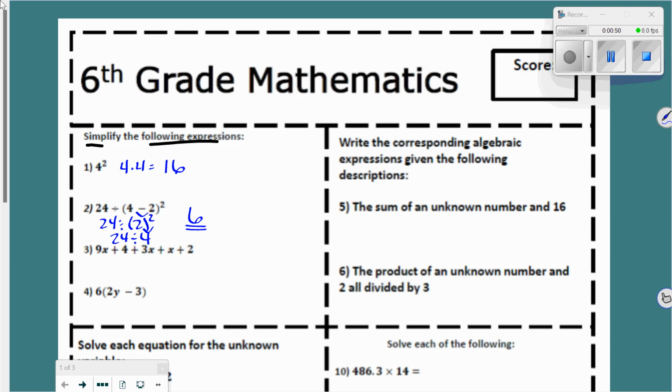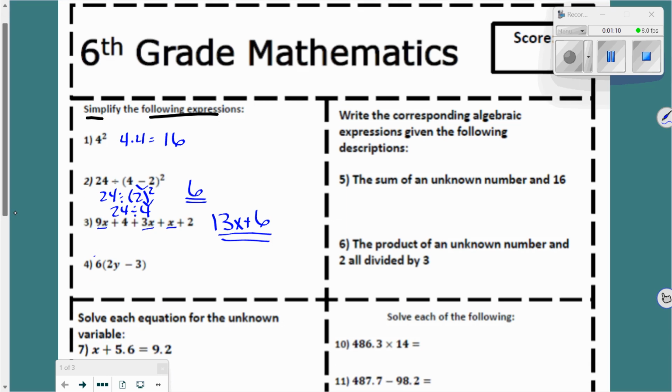Our next one is when we're actually really simplifying because I can't put x's and constants together. So I have 3 different forms of x. So 9 and 3 gives me 12 plus 1 gives me 13 x's. 4 plus 2 gives me 6. That's all the further I can go unless someone tells me what x equals.